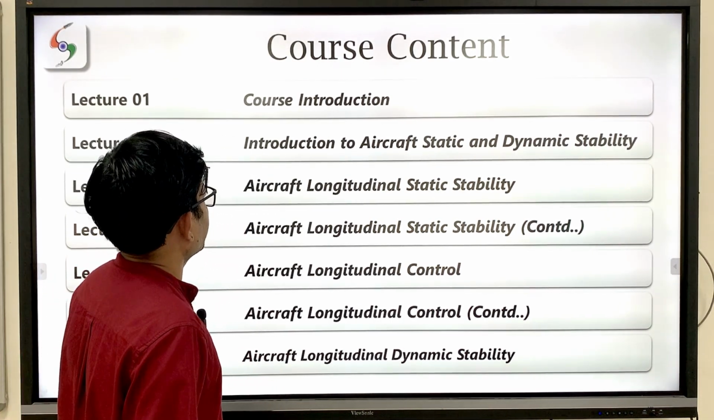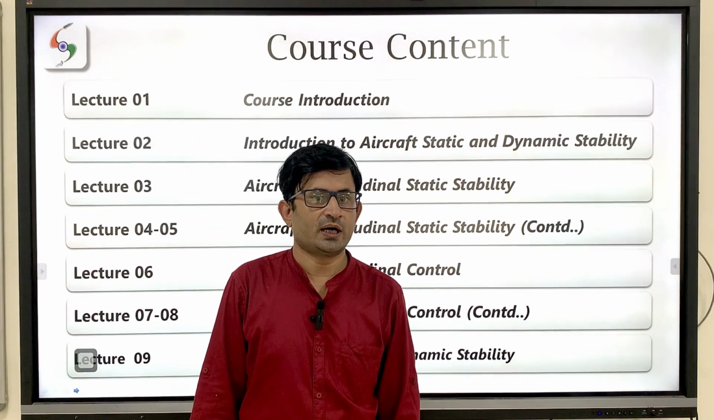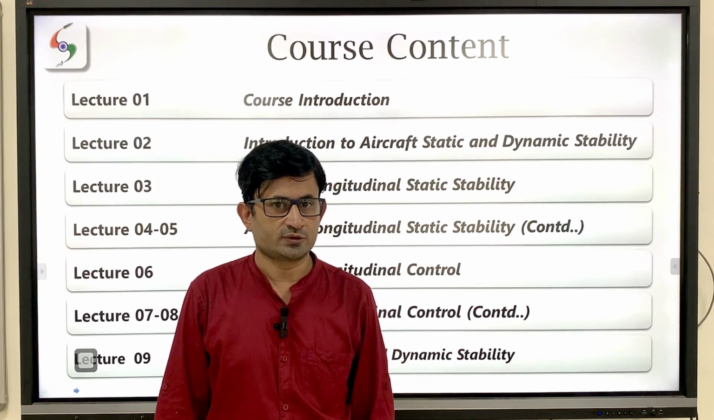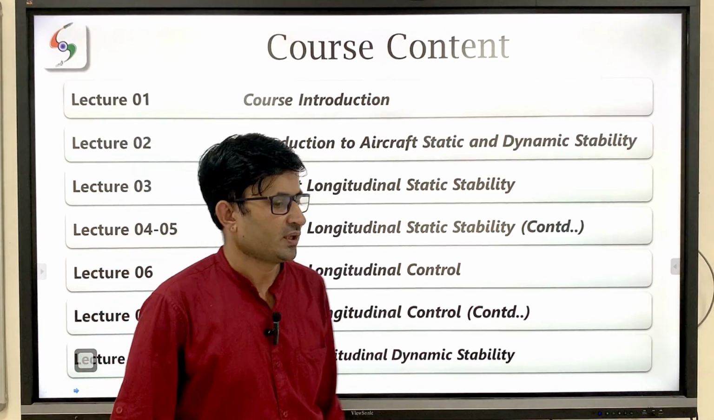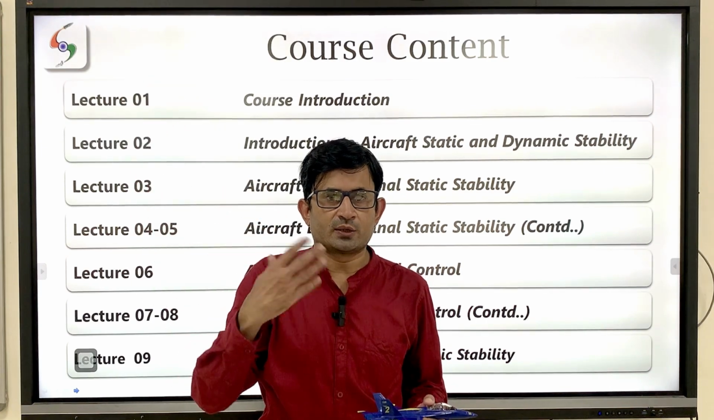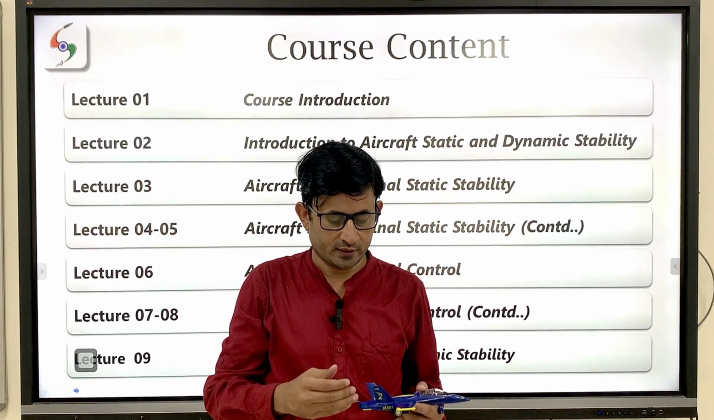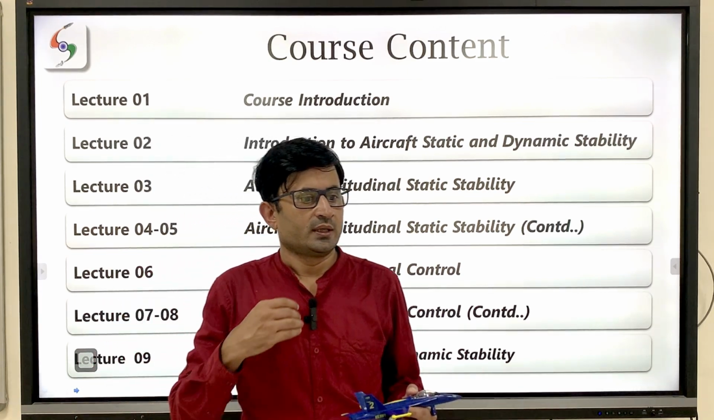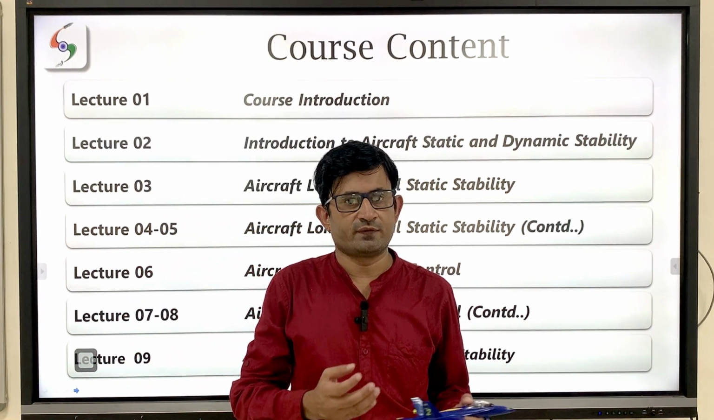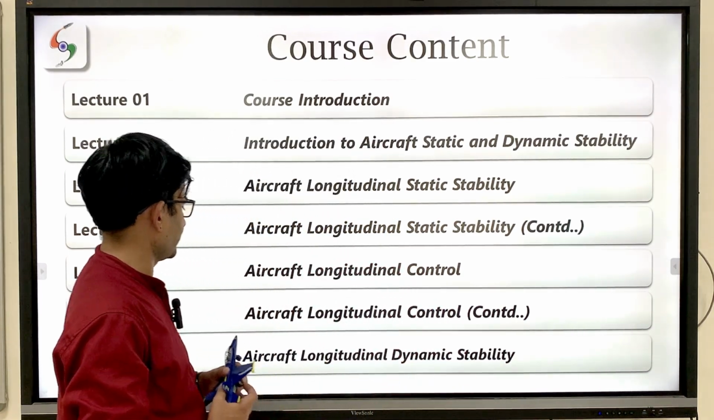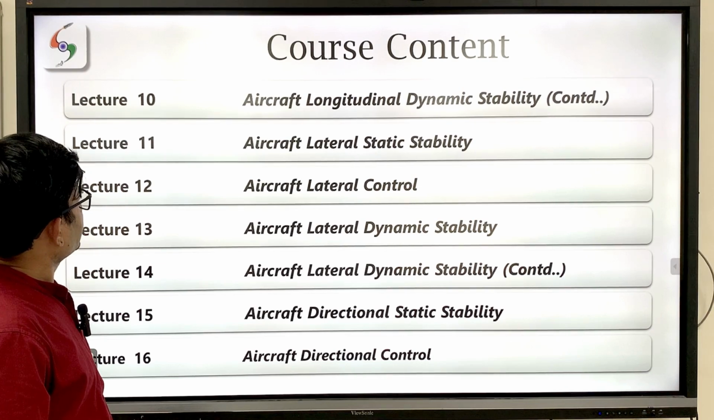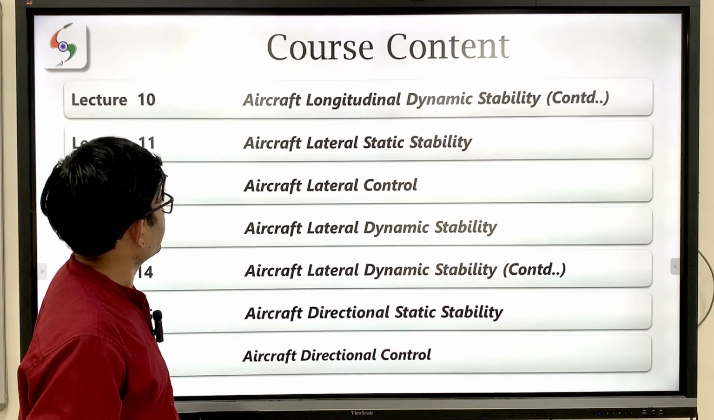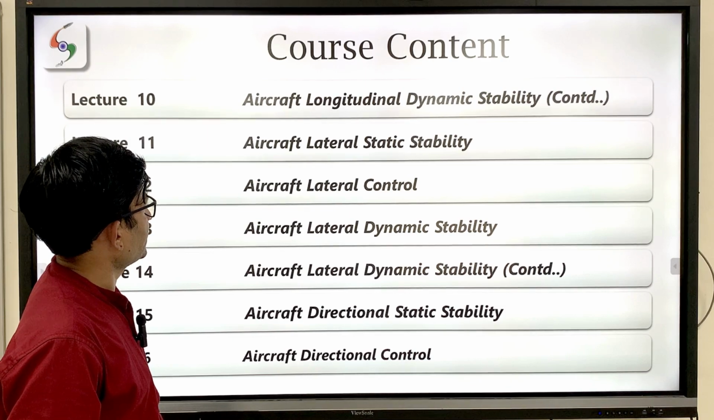And here when I say control, we are not talking about automatic control. I have already covered that in the flight control system design course, conceptual and practical approach. Here control means the aircraft primary controls, for example elevator, aileron, and rudder, what their effectiveness is, and how to estimate it. We will discuss that in this course, not the automatic control part. In lecture 10 we will continue with aircraft longitudinal dynamic stability, and then from lecture 11 we will start with aircraft lateral static stability.